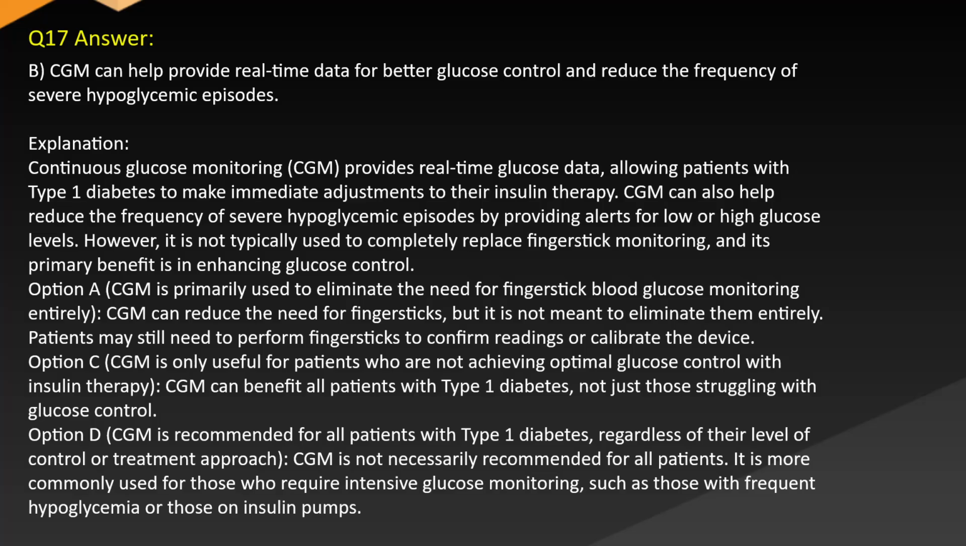Explanation: continuous glucose monitoring (CGM) provides real-time glucose data, allowing patients with type 1 diabetes to make immediate adjustments to their insulin therapy. CGM can also help reduce the frequency of severe hypoglycemic episodes by providing alerts for low and high glucose levels. However, it is not typically used to completely replace fingerstick monitoring, and its primary benefit is in enhancing glucose control. Option A, CGM is primarily used to eliminate the need for fingerstick blood glucose monitoring entirely.